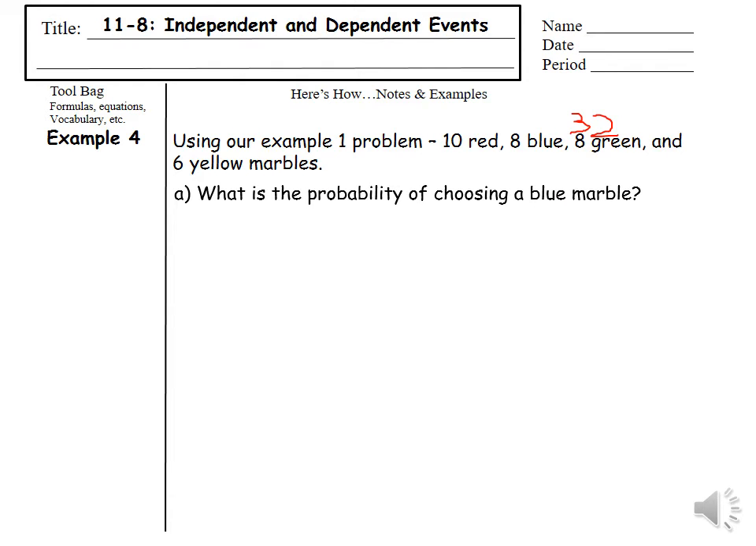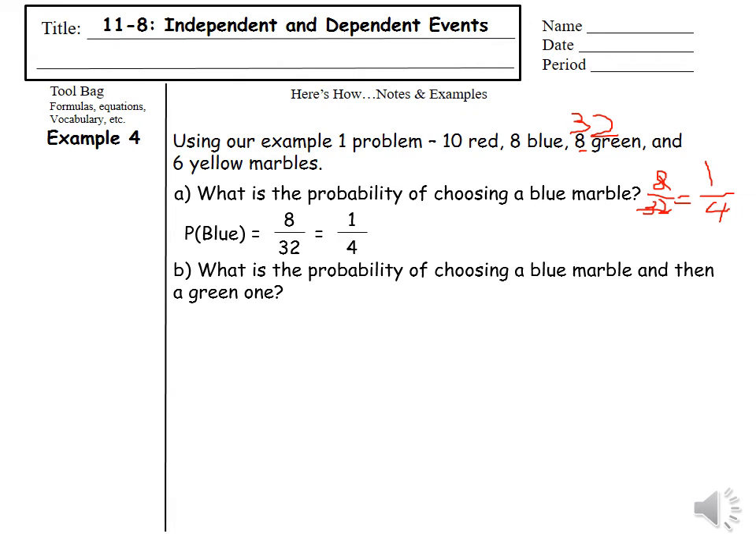What is the probability of choosing a blue marble? This is fairly easy. How many blue do we have? 8. How many in total? We already counted, it's 32. When you have this fraction, you can easily see that 32 is divisible by 8. So 32 divided by 8 equals 4. We divide both the numerator and the denominator by 8: 8 divided by 8 equals 1, and 32 divided by 8 equals 4. So the probability of choosing a blue marble is 1 out of 4.